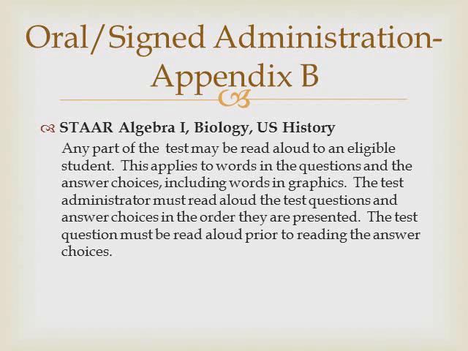If you are giving any sort of oral administration, please familiarize yourself with Appendix B of your test administrator manual. Any part of the test may be read aloud to an eligible student if they're taking algebra, biology, or U.S. history. This applies to words in the questions and the answer choices, including words in the graphics. The test administrator must read aloud the test questions and answer choices in the order they are presented. The test question must be read aloud prior to reading the answer choices.